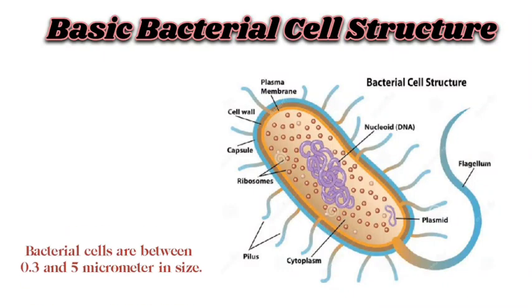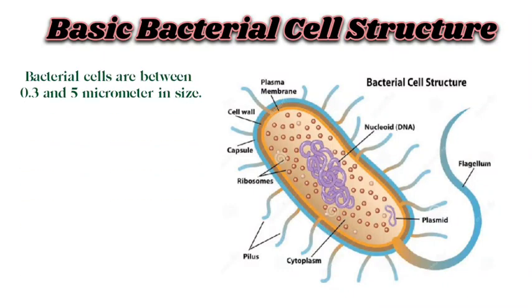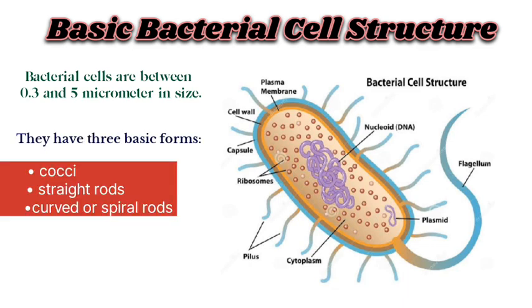Basic bacterial cell structure. Bacterial cells are between 0.3 and 5 micrometers in size. They have three basic forms: cocci, straight rods, and curved or spiral rods.